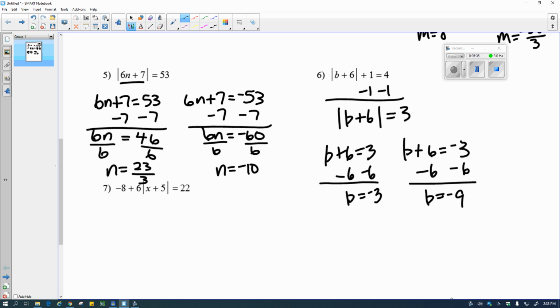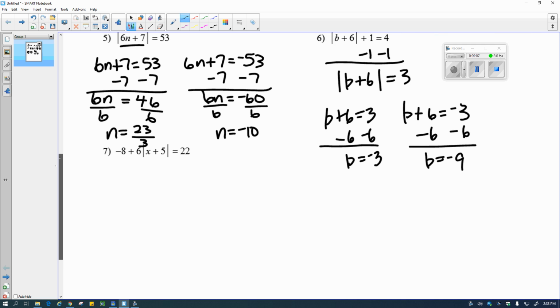So what should happen is, if I put these answers back in here, I should end up with the same thing. If I put negative 3 in here, I get negative 3 plus 6, which is 3. The absolute value of 3 is 3, plus 1 is 4. If I put negative 9 in there, I would get negative 9 plus 6, which is negative 3. The absolute value of negative 3 is positive 3, plus 1 is 4 also. So both of these check to get the right answer. That's the goal. But they're not always going to be opposites of each other.